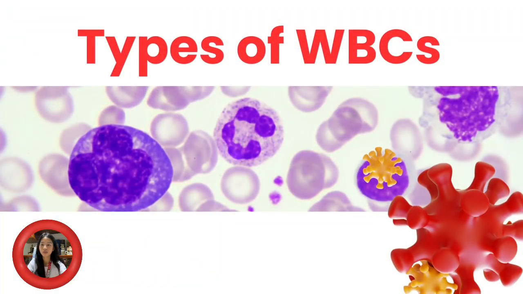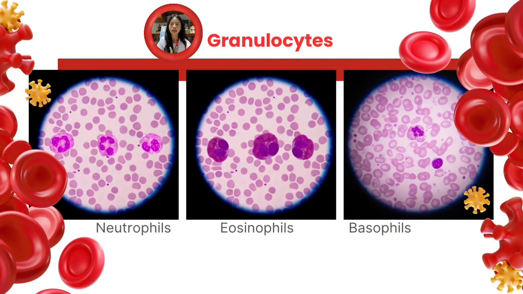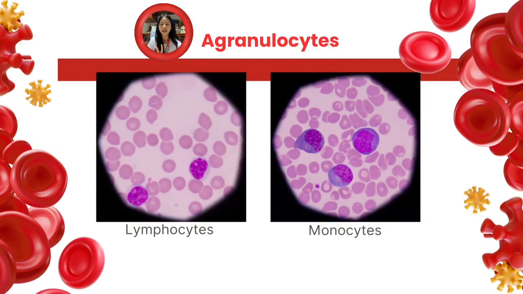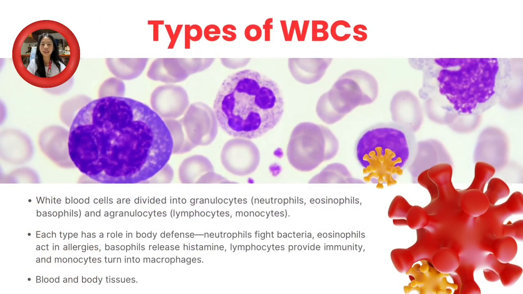Types of WBCs. White blood cells are divided into granulocytes, which are the neutrophils, eosinophils, and basophils, and agranulocytes, which are the lymphocytes and monocytes. Each type has a role in body defense.